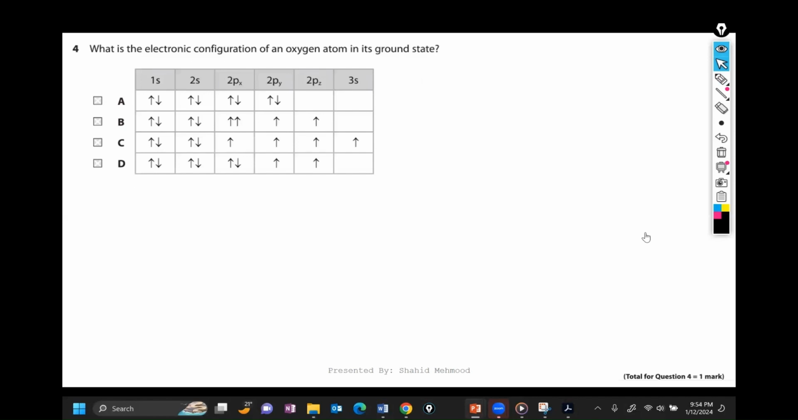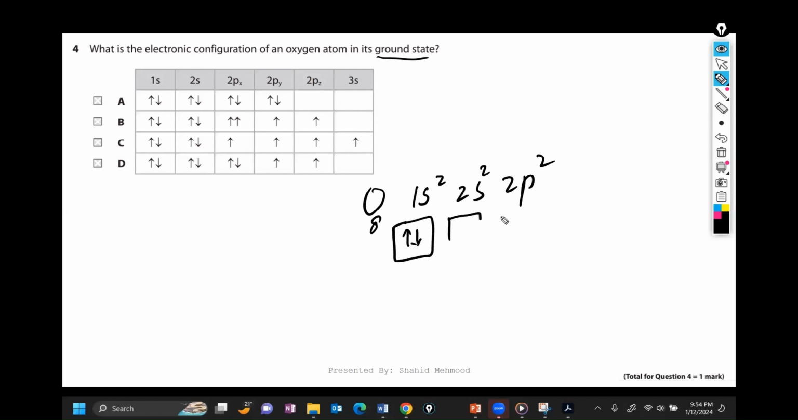Question 4: what is the electronic configuration of an oxygen atom in its ground state? Here they give you a condition, the ground state. The oxygen atomic number is 8. When you do the configuration, it is 1s2, 2s2, and 2p4. You can do its box configuration, but you have to read the question a bit carefully. Here are two lone pairs and here is a single pair. These two are given in pair in the same direction, so it is wrong. And this one is given in the opposite direction. Electrons in an orbital always have opposite spin directions. So the correct option is option D.